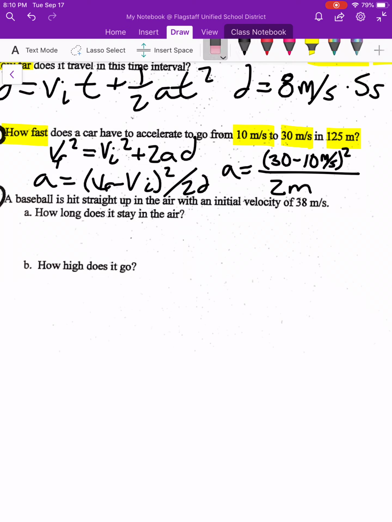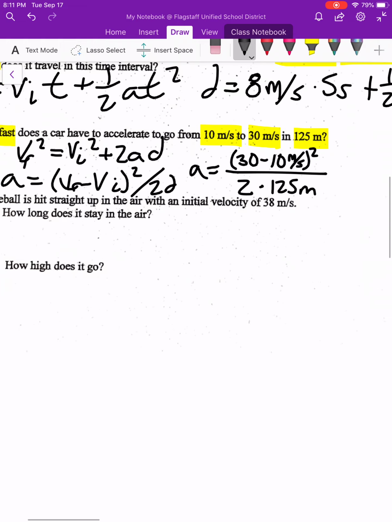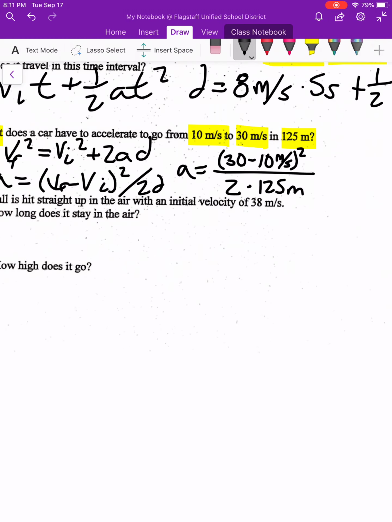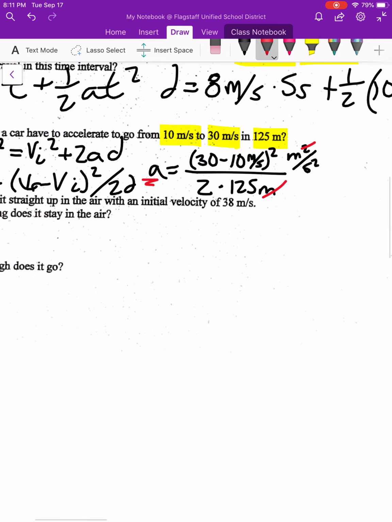Whoop, not 2 meters. 2 times the distance, which is 125 meters. Okay. So again, we can check our units. The units up here become meters squared over seconds squared. And when we divide out the meters, we're left with meters per second squared, which is an acceleration. So we're on the right track, right?